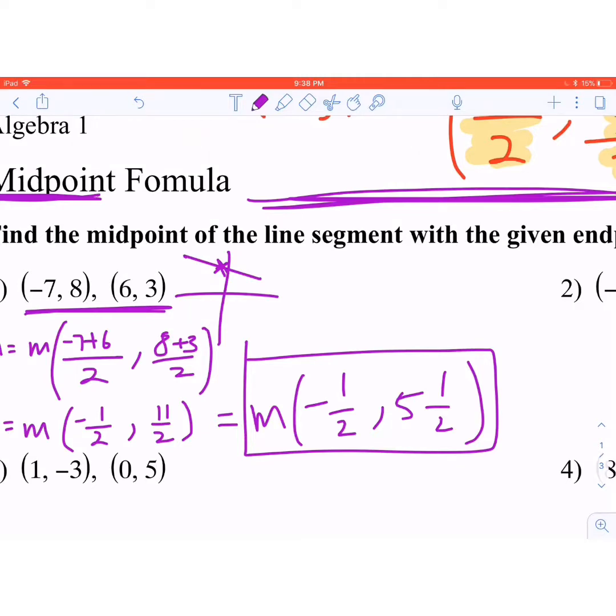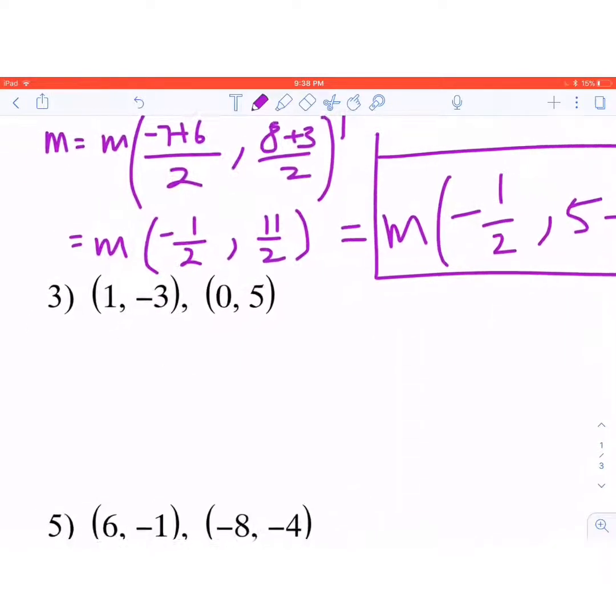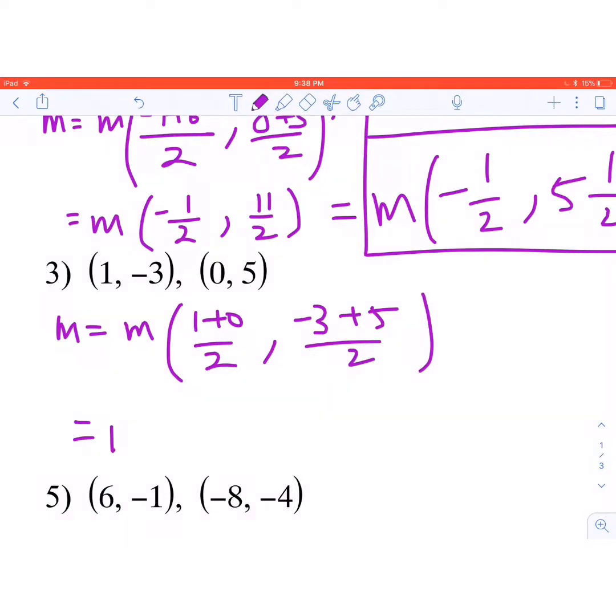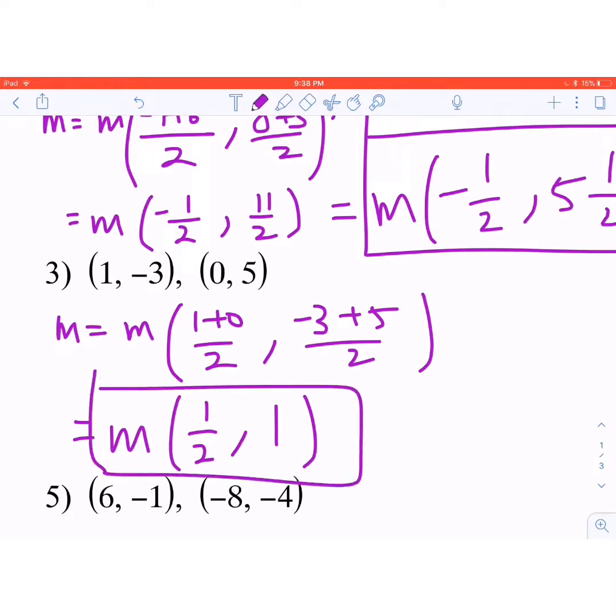So let's take a look at one more example down here. Again, we're using the same formula. Find the average between the x's and find the average between the y's. So 1 plus 0 divided by 2, -3 plus 5 divided by 2. The midpoint would be at 1/2 and 1. So the values are going to be 1/2 and 1, and that's it.